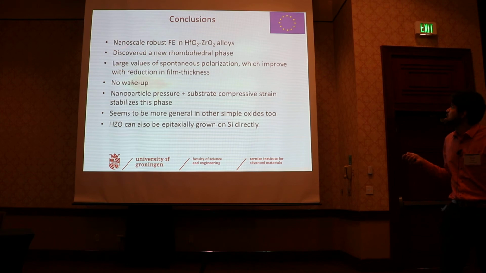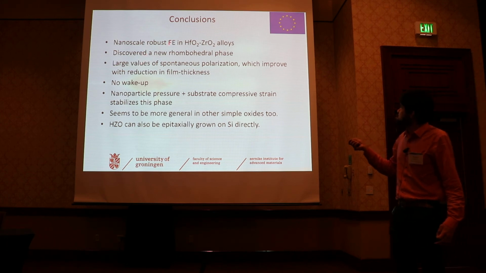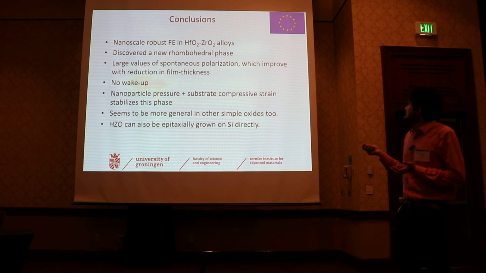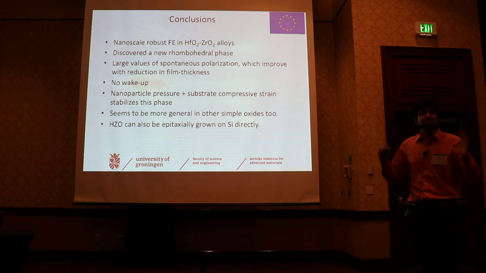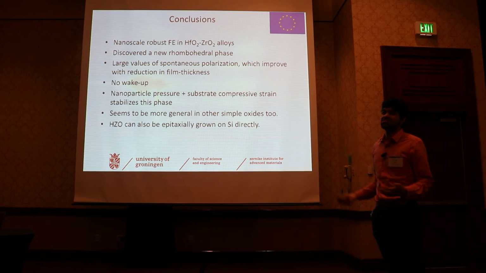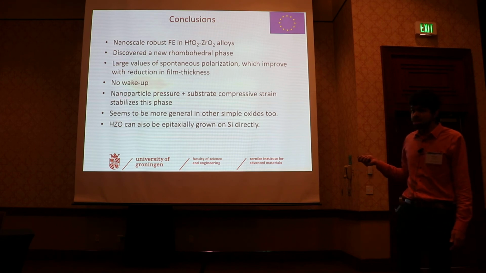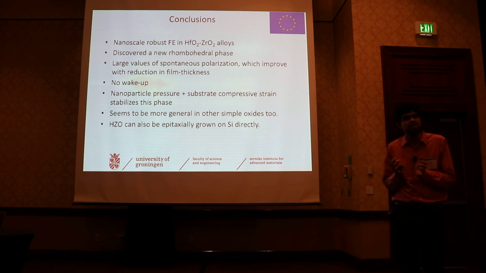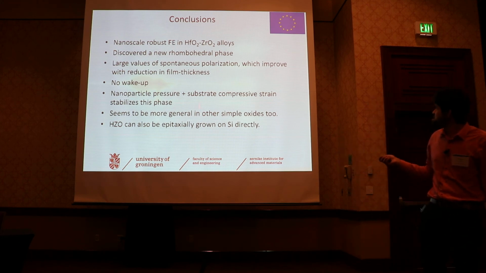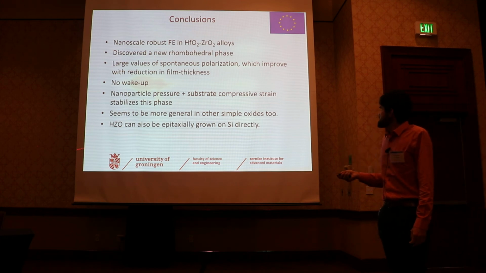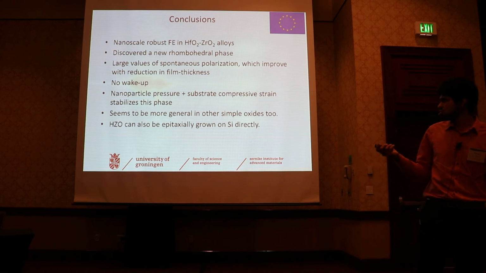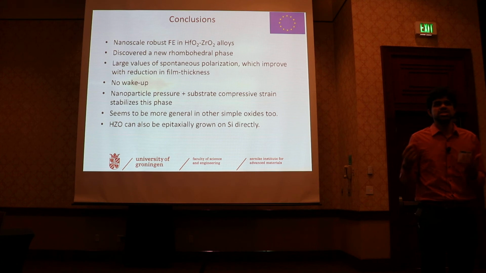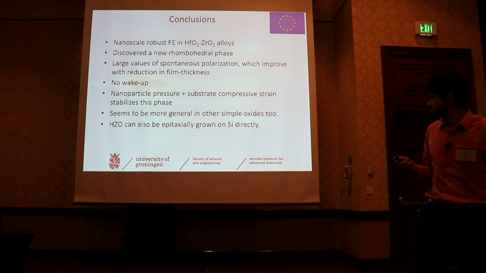So in conclusion, let me say that there is nanoscale robust ferroelectricity in hafnia zirconia alloys, and we discovered a new rhombohedral phase with large values of spontaneous polarization, and when you reduce the film thickness, the polarization values further increase. There is no wake-up, and a simple model that can explain all these observations is immense, gigapascal nanoparticle pressure plus a substrate compressive strain, and this seems to be general in other simple oxides also. And finally, HZO can be epitaxially grown on silicon directly without any buffering or whatever.